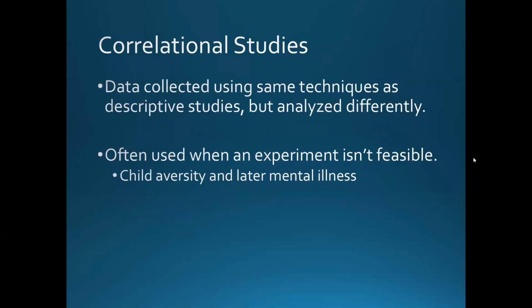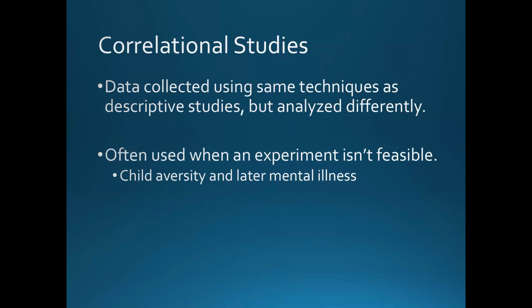So the data is collected using the same techniques as descriptive studies. I can do observational, I can ask you in a survey, I can use archival research where I just look at previous studies, but it's analyzed differently. Once again, we're looking at the relationship between two variables, not just one. But it's often used when experiments aren't feasible or realistic.